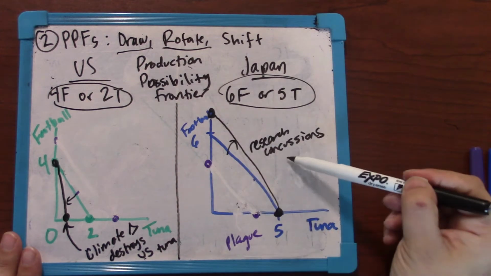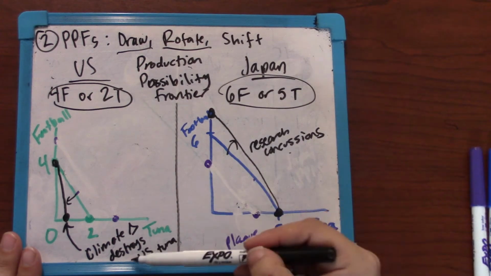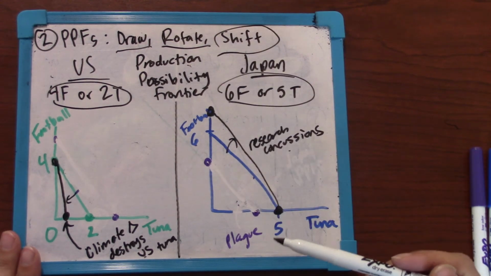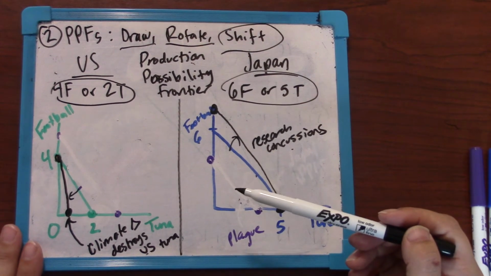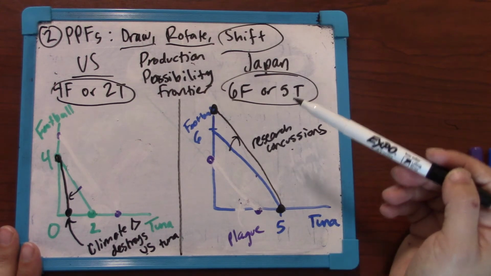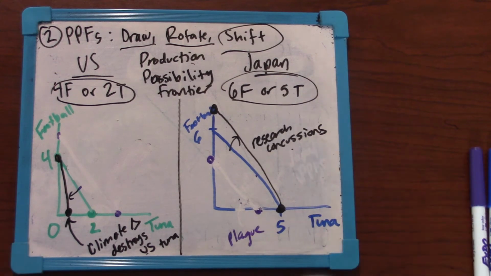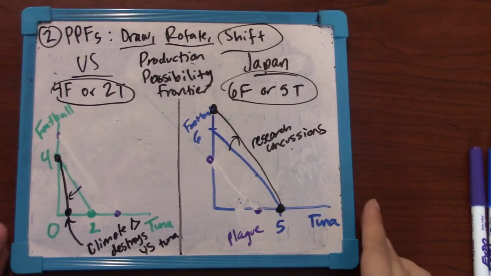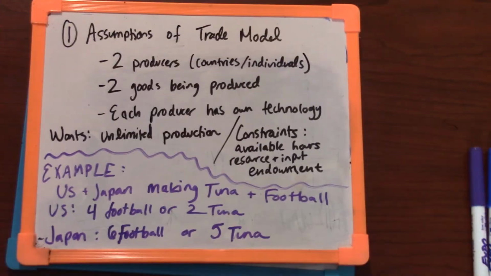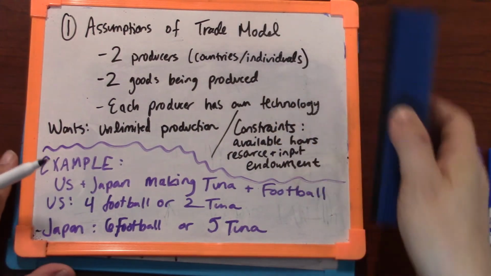Rotating a PPF because of something that affects one of the goods but not the production of the other, and shifting a PPF when an event impacts the total amount possible to be produced for each good. You would get a shift outward if it's possible to produce more, and a shift inward if less. Okay, so that is PPFs. Next, we're going to discuss absolute and comparative advantage.